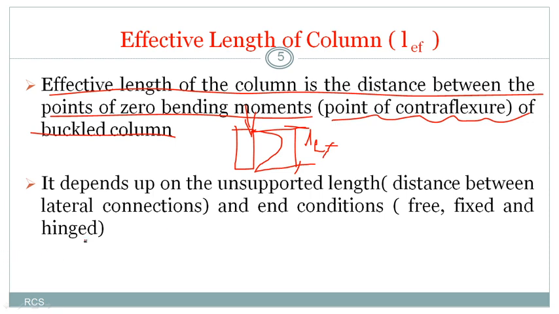And this majorly depends upon the unsupported length of the column, that is the distance between lateral connections, so on which connections this column is connected, and the end conditions, that means on which support the column is mounted, whether it is free, that means there is no support, or a fixed support, or a hinged support. Based on these parameters, the effective length of the column depends. So let me discuss this in detail.